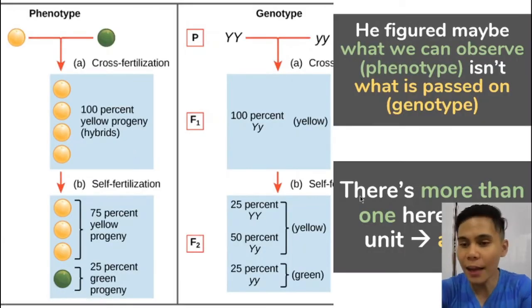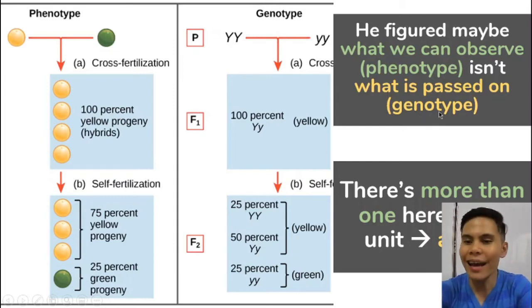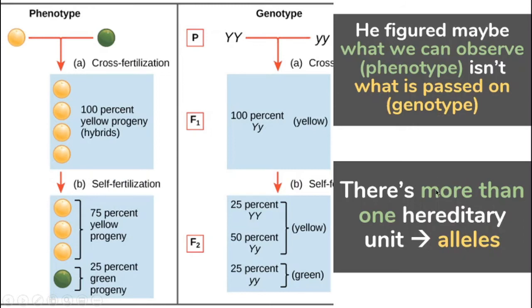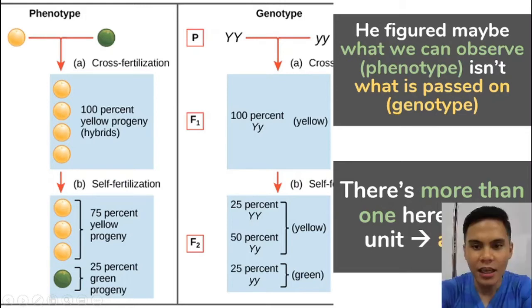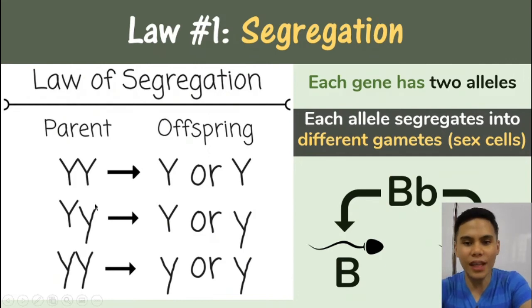So he figured that maybe, just maybe, what we see isn't what is. What we can observe isn't what is passed on in terms of heredity. So that means that there could be more than one hereditary unit, meaning more than one allele. So in this case, he figured out that the genotype can be different from the phenotype. And that's why there are instances where all yellow parents can make a green child. This is called the law of segregation.